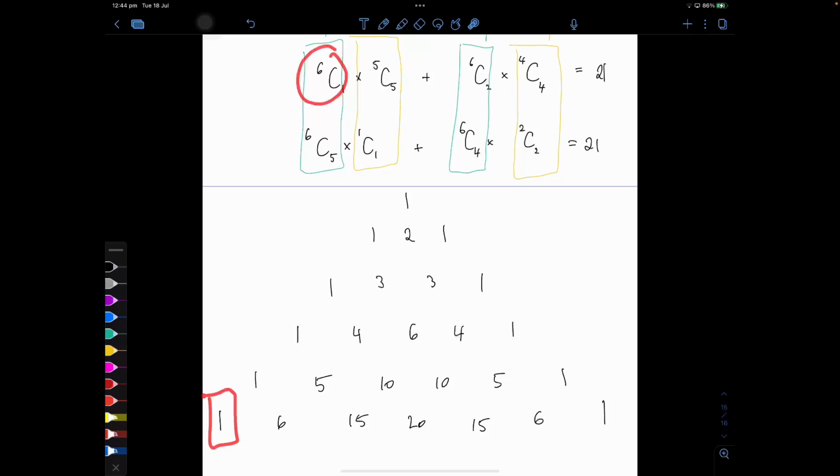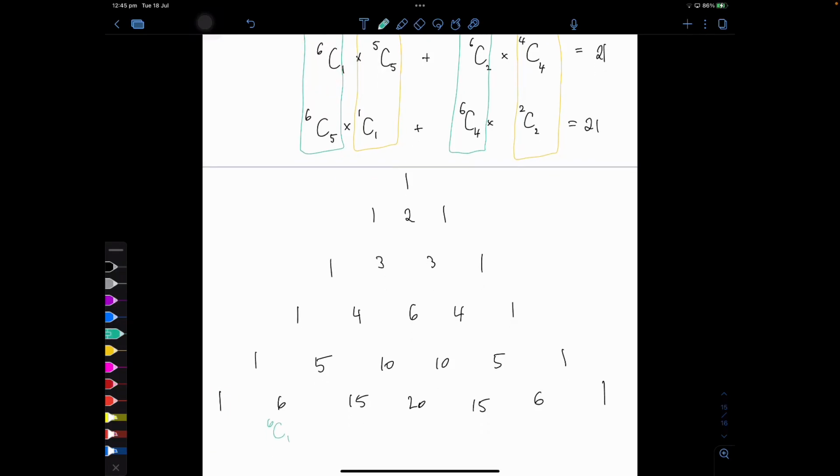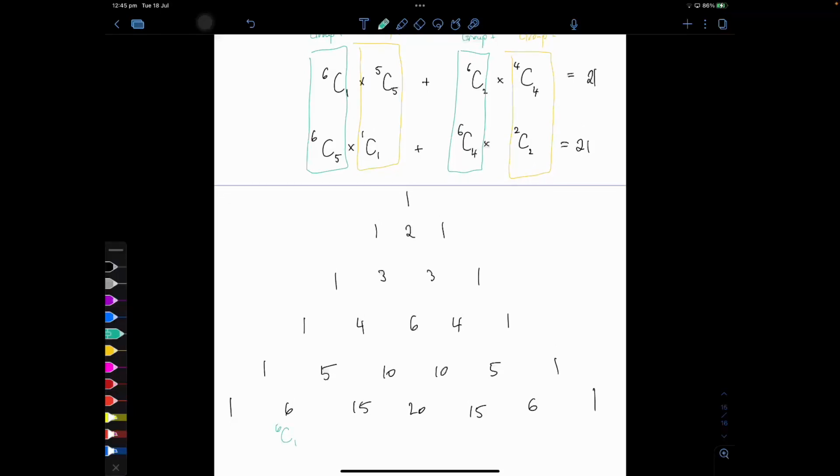That's 6 choose 0. This here is 6 choose 1. That is the same as 6 choose 5. Is it not? 0, 1, 2, 3, 4, 5. 6 choose 1 and 6 choose 5 give us the same values, right?